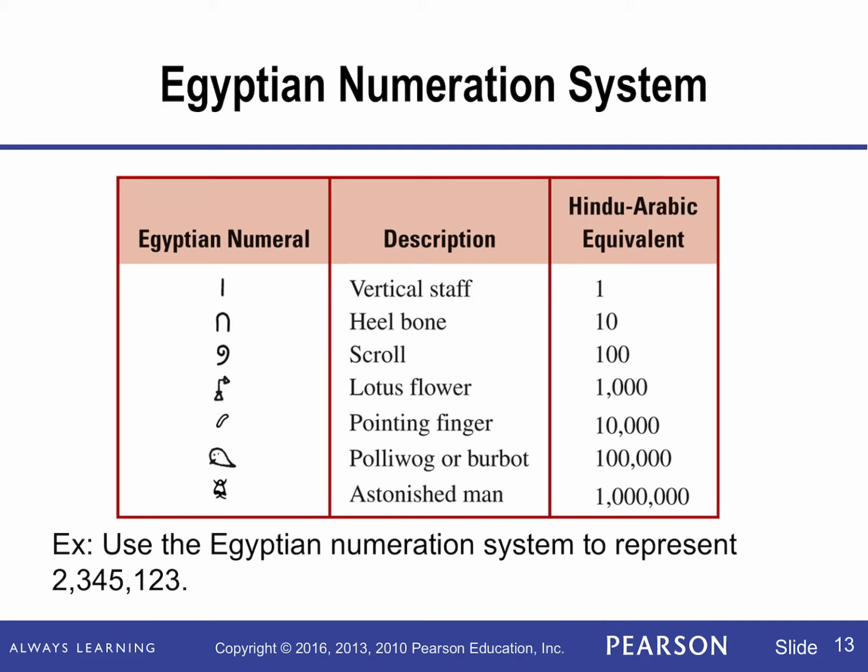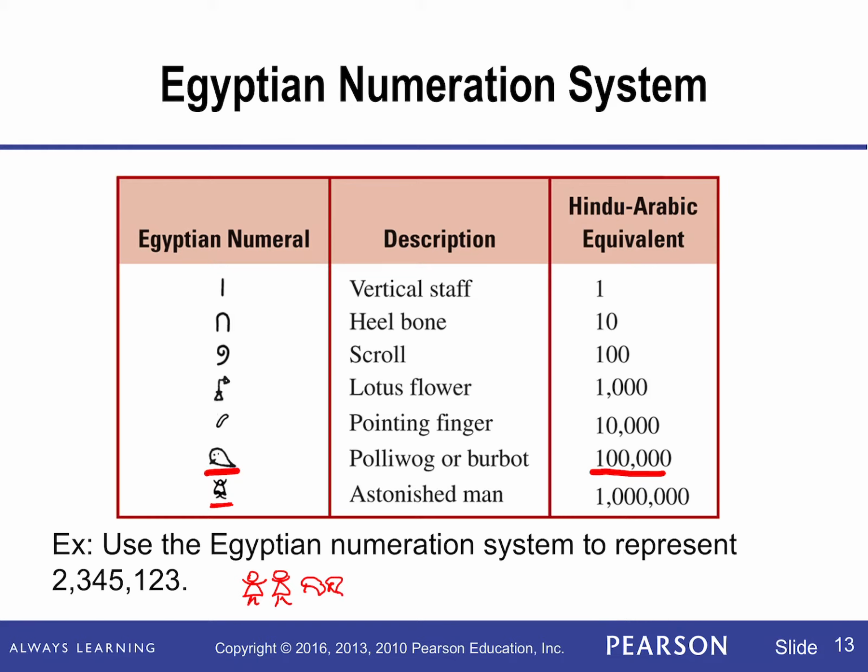Let's try using the Egyptian numeration system to represent the number 2,345,123. So we're just going to look at our pictures, and for example, to get 2 million, I'm going to need to draw 2 of these astonished men, right? So I'm going to draw 2 astonished men. And then I need to do 300,000. My 100,000 is the pollywog, so I need 3 of those.